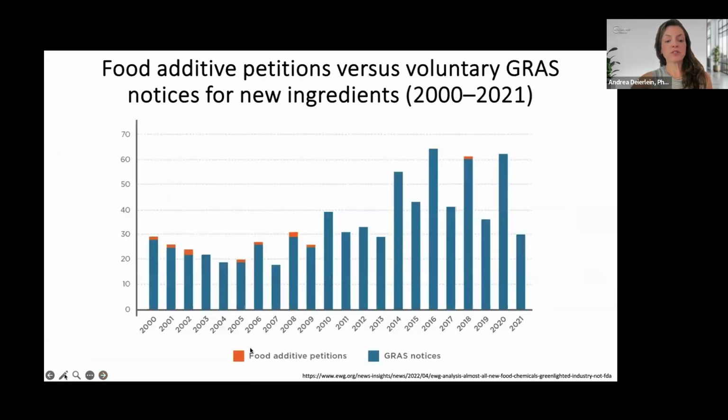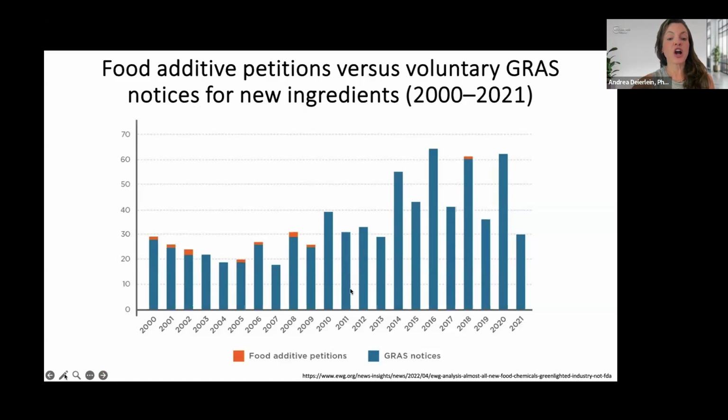So this is an example. This was by the Environmental Working Group. They looked at the number of food additive petitions. So that would be the way in the green, where the food manufacturer has the new additive and they submit a new food additive petition to the FDA, versus the voluntary notice of saying, okay, FDA, we have this new ingredient and we think it's generally recognized as safe. And so what you can see is the food additive petitions are in the orange and the voluntary notices are in the blue. And this is from 2000 to 2021.